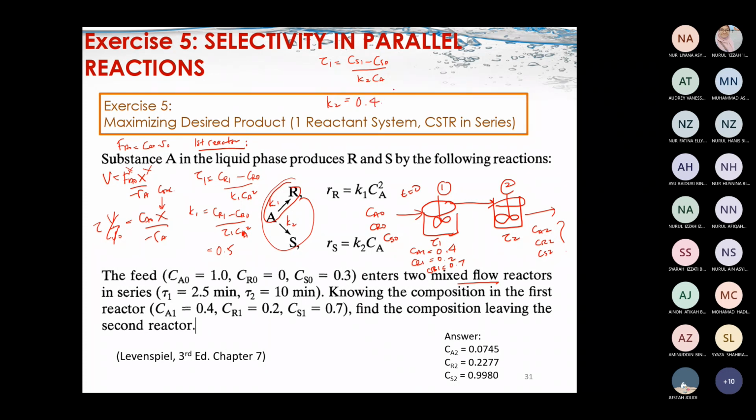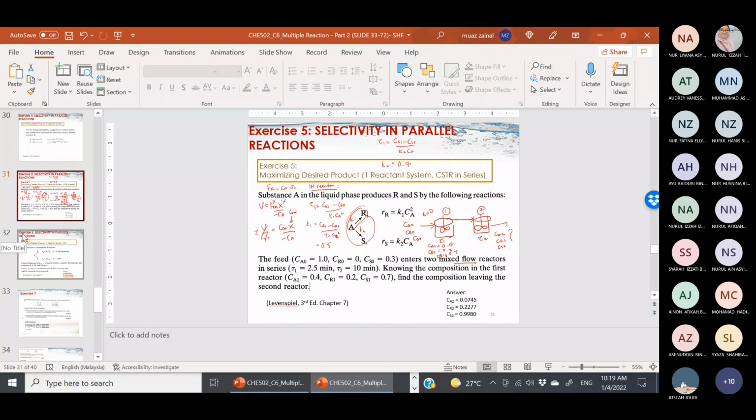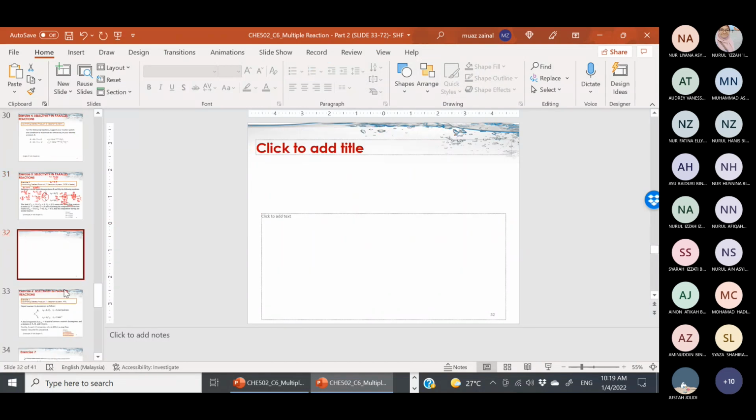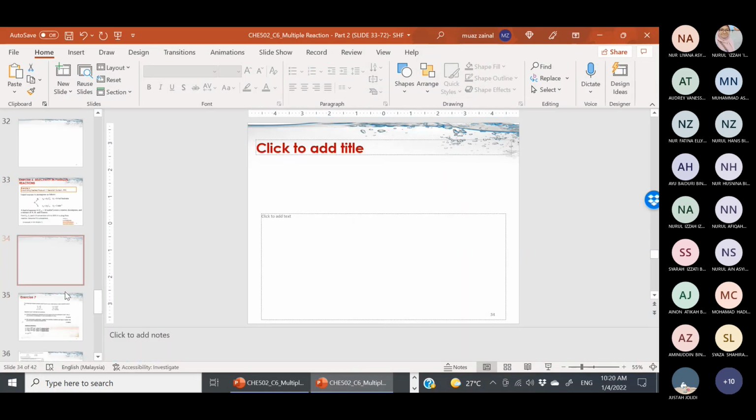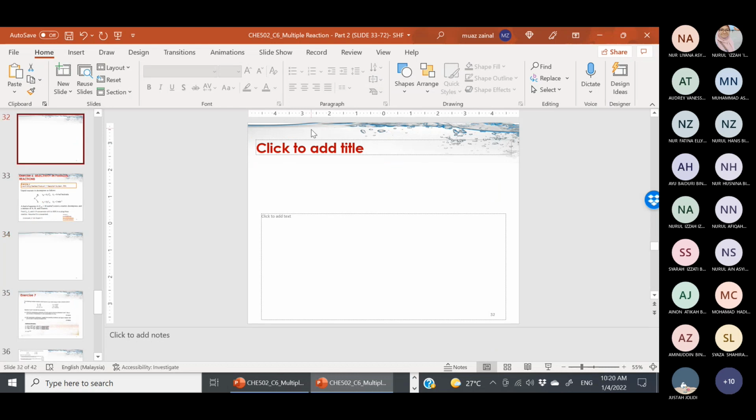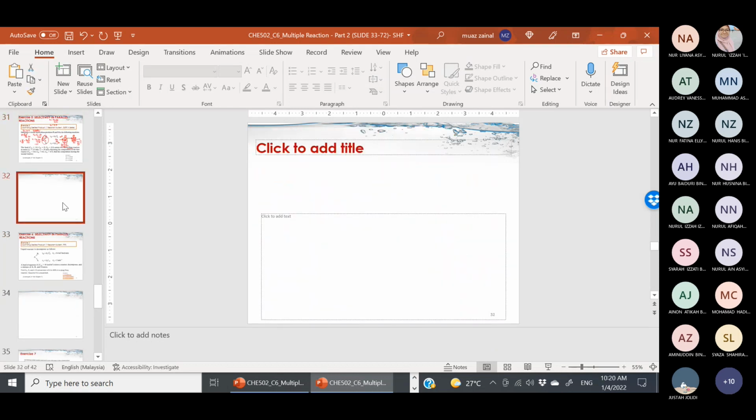Okay, saya rasa elok saya. Sekejap ya. Tambah satu ni lah, slide kat sini. Okay.